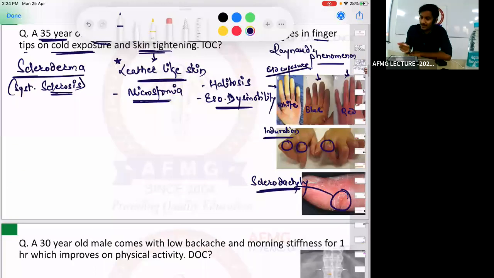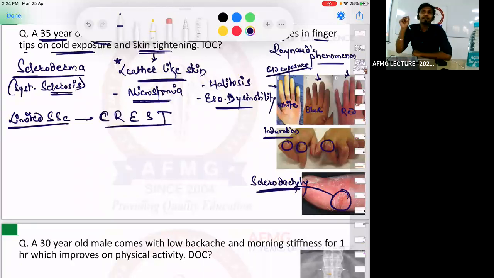Now scleroderma can either be systemic or it can be limited also. In cases of limited scleroderma, the features are remembered as CREST, so limited scleroderma is also called CREST syndrome. C goes for calcinosis cutis. So there would be calcification within the skin and chalky plaques would be seen.